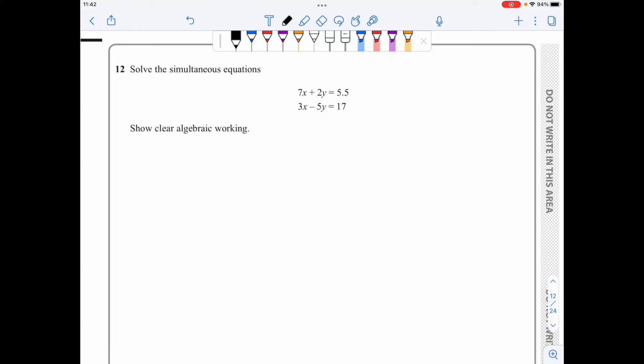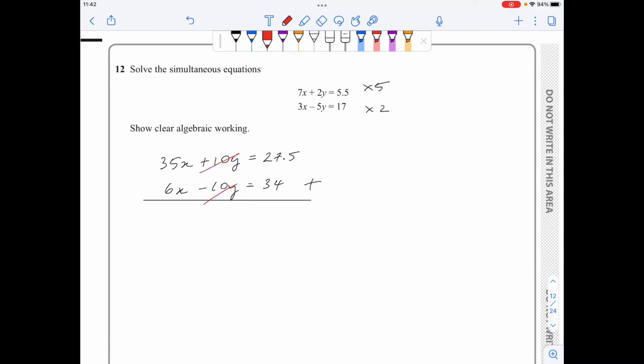For question 12, I will solve the simultaneous equations by using the method of elimination. I'll multiply the first one by 5, the second one by 2, so I can eliminate the y's. So I get 35x plus 10y equals 27.5. And for the second one, 6x minus 10y is equal to 34. Since the y's have opposite signs, I will add, so they cancel out.